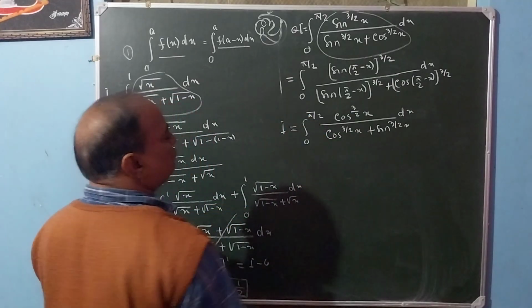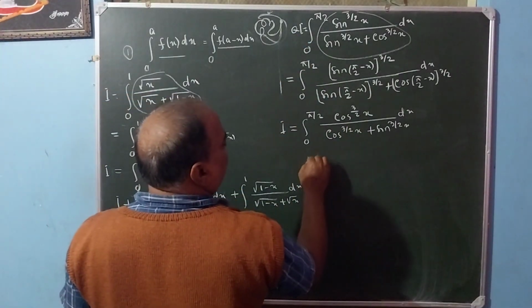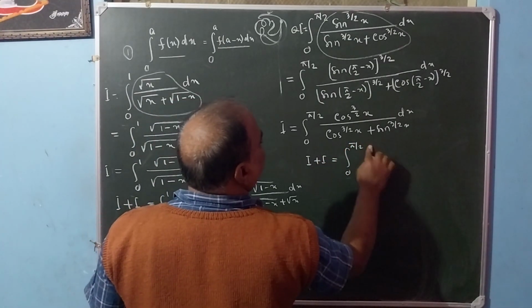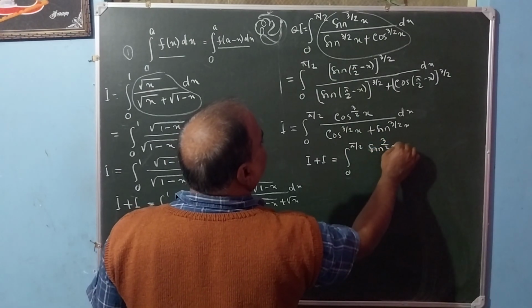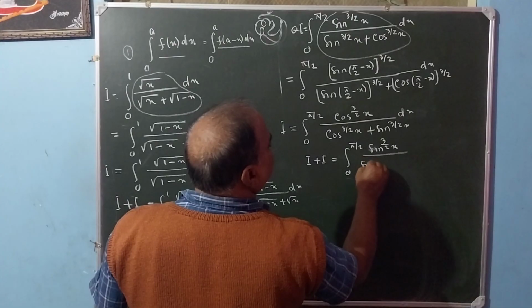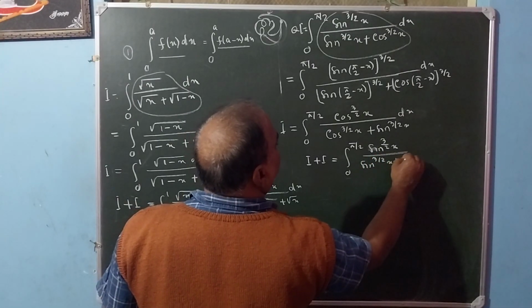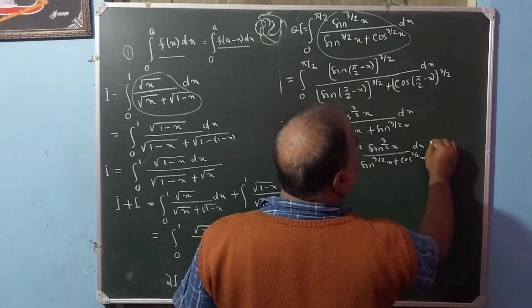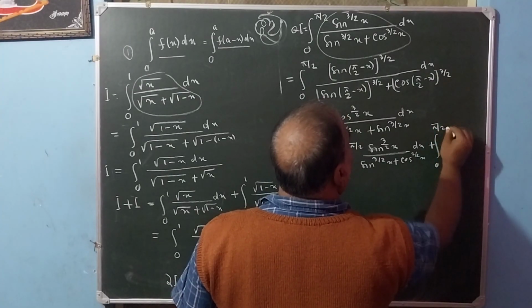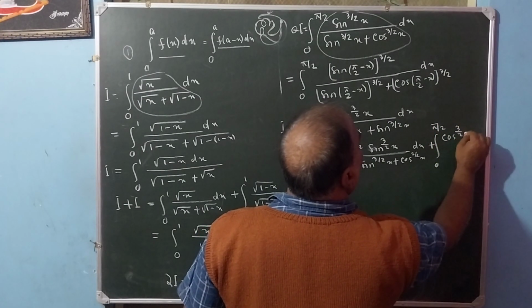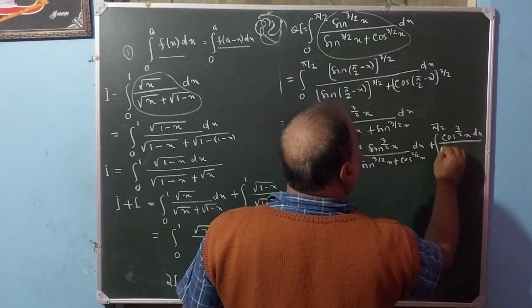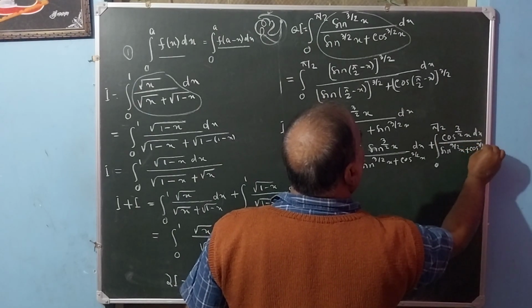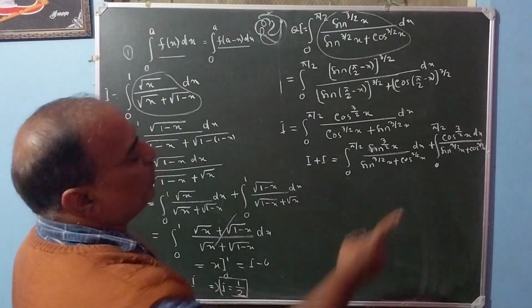This is also I. Now write down I plus I added up, 0 to pi by 2 of sin to the power 3 by 2 x divided by sin to the power 3 by 2 x plus cos to the power 3 by 2 x, dx, plus integration from 0 to pi by 2 of cos to the power 3 by 2 x, dx divided by sin to the power 3 by 2 x plus cos to the power 3 by 2 x. Denominator same, so numerator will be added up.